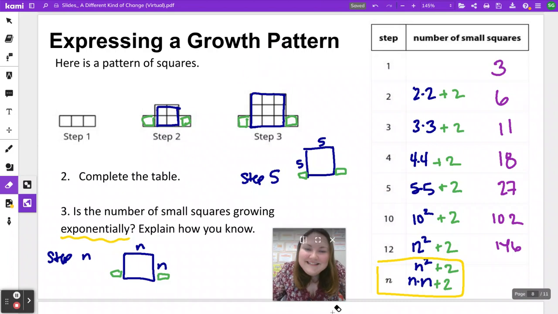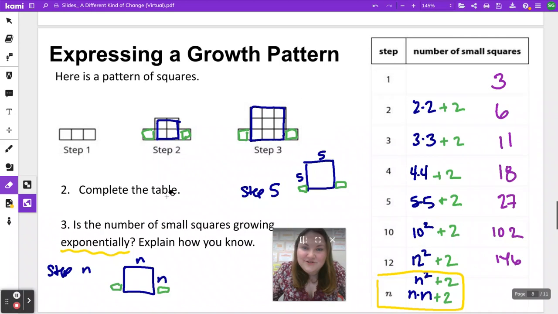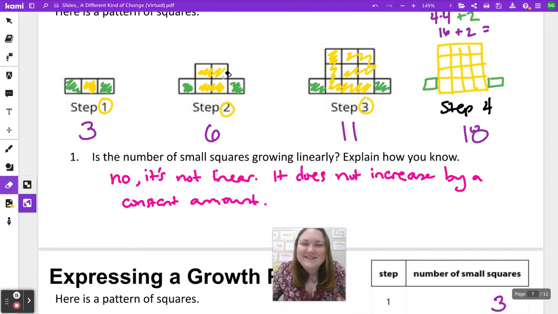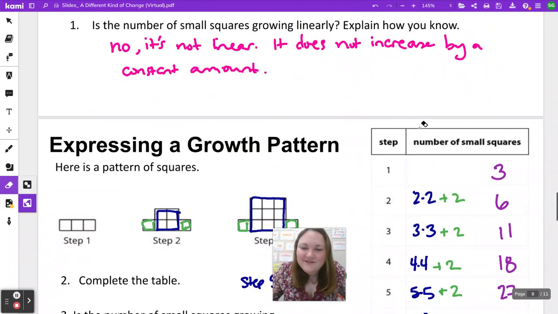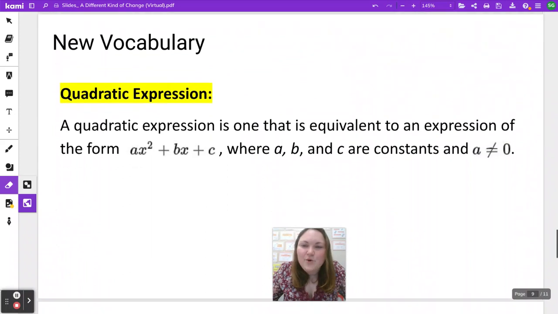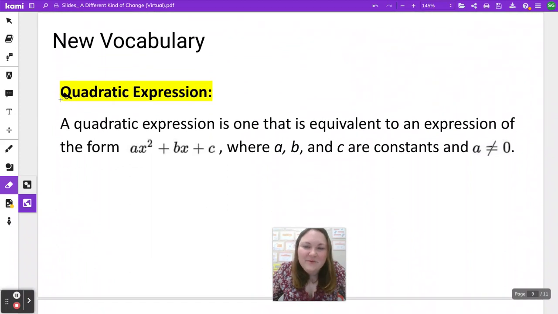And so what is this new expression? We've said it's not linear, it's not exponential. This new expression where you have a number multiplied by itself, or n squared, this new relationship where you have this expanding square in our pattern, we call this a quadratic. What we just wrote above is a quadratic expression.